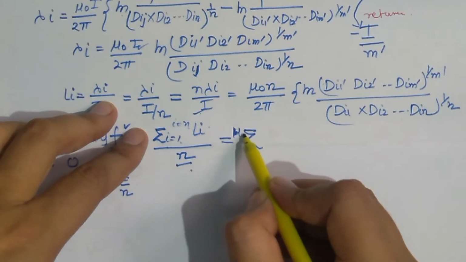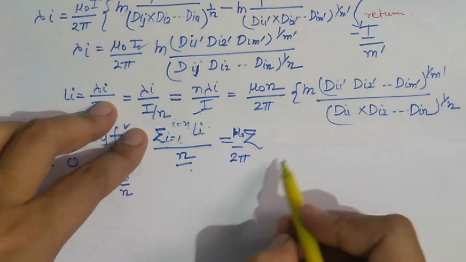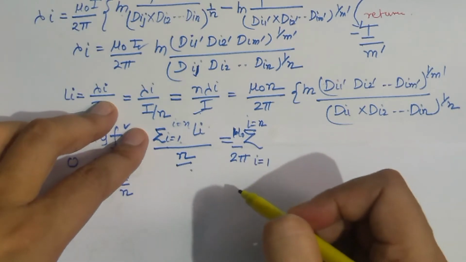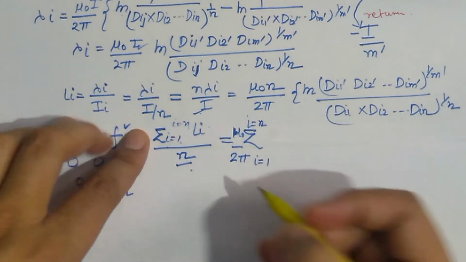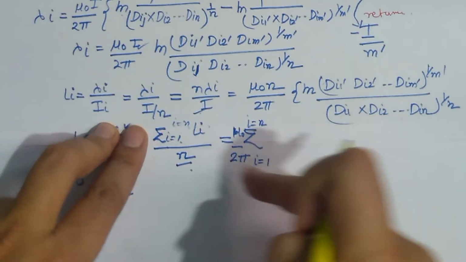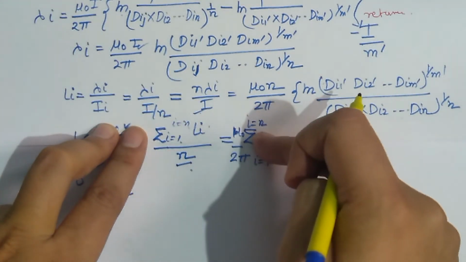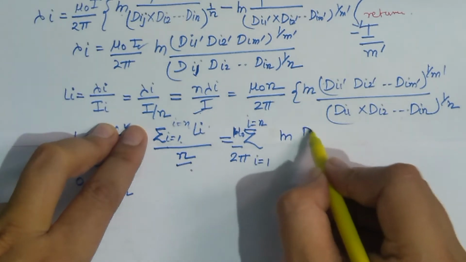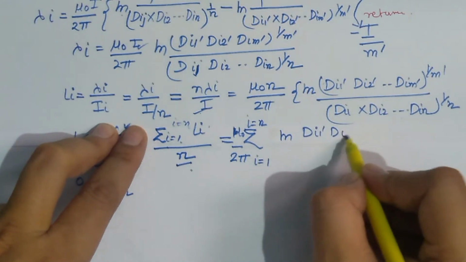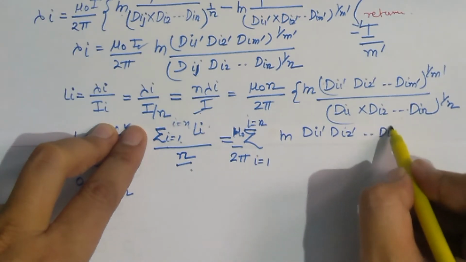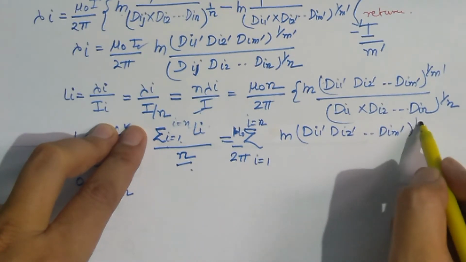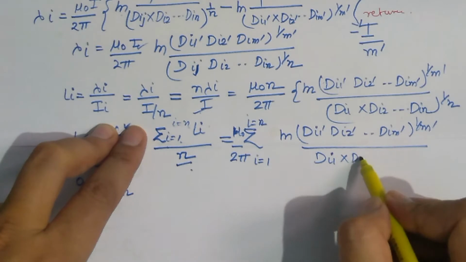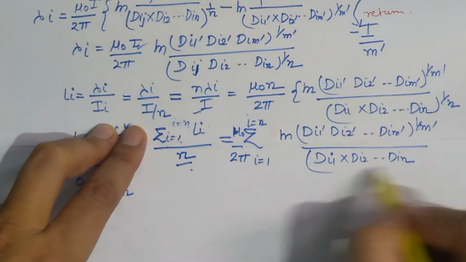So we can write this expression as sigma, and this mu naught upon 2 pi will always be common. Sigma I equals 1 to I equals n means the sum of inductances from 1 to n conductors. This is the expression for inductance of one conductor. Now we have to write the expression for the sum of inductances of all the conductors in the forward path. So that will be equal to log of di1 dash, di2 dash, dim dash to the power 1 by m dash upon di1, di2, din to the power 1 by n.